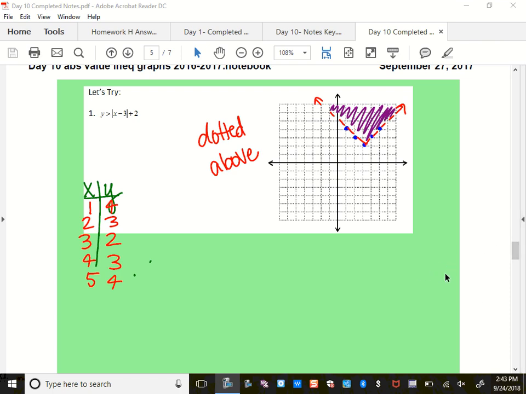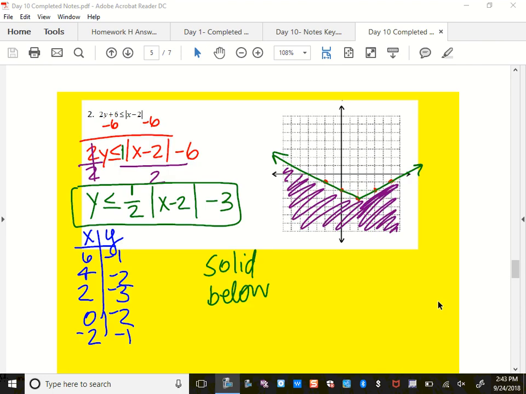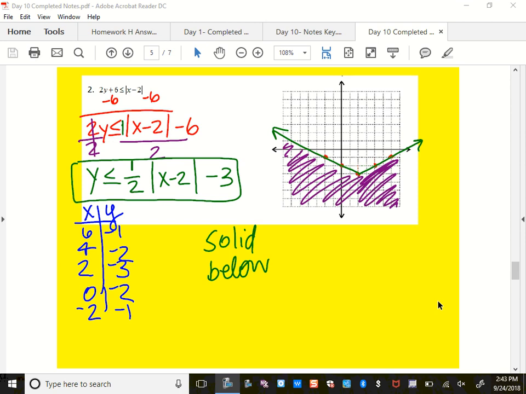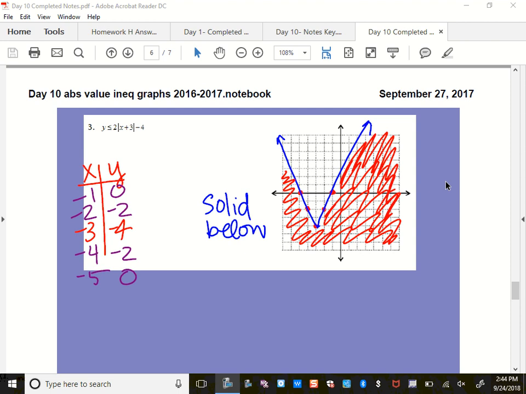All right, number 1. Do you guys get this? It should look like this. Dotted above. These are my notes from last year, so if you see a mistake, let me know. All right, number 2, I at least did with you. So the green box tells you where to start. Good. It is solid and it is below because it is less than. Number 3 is also solid below. And then that's where I ended.